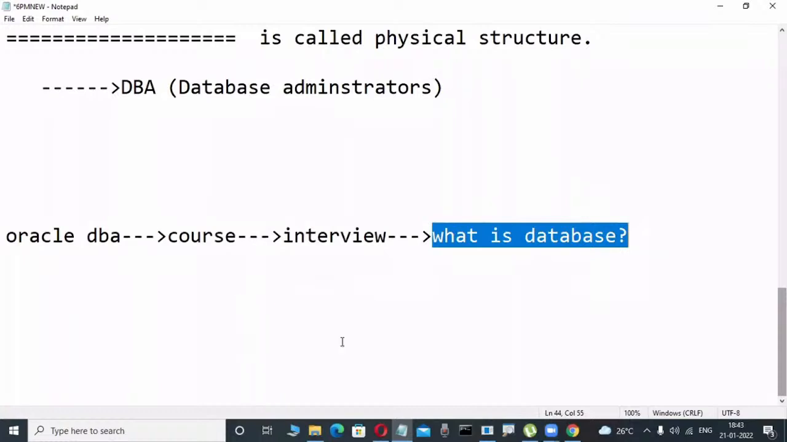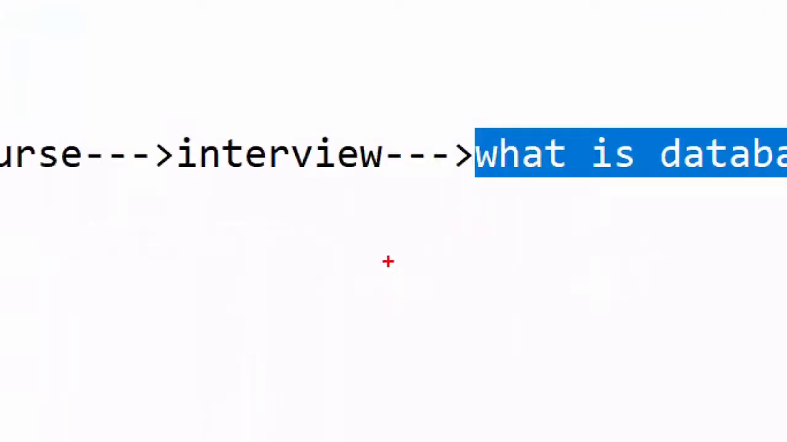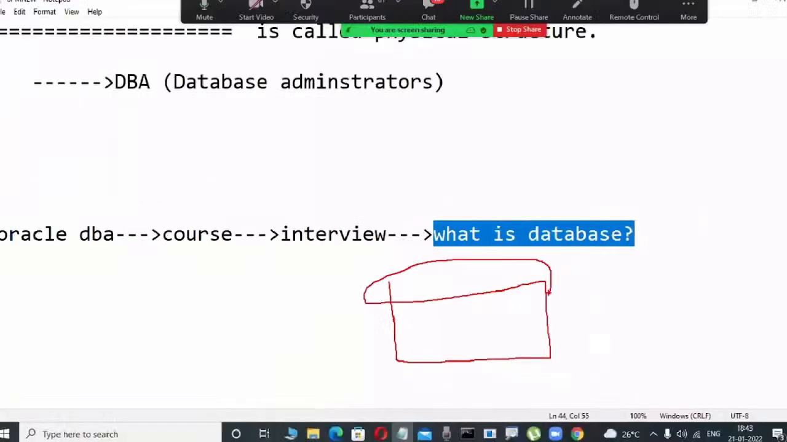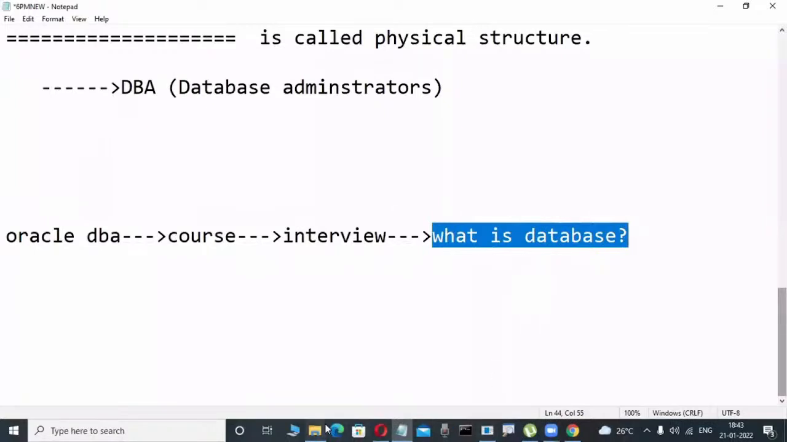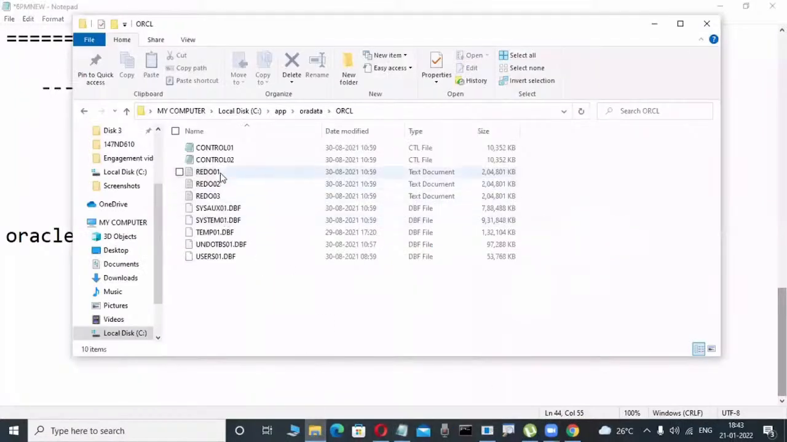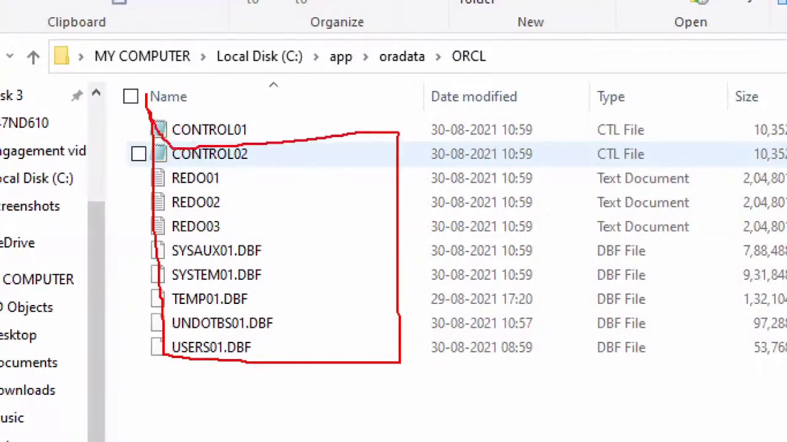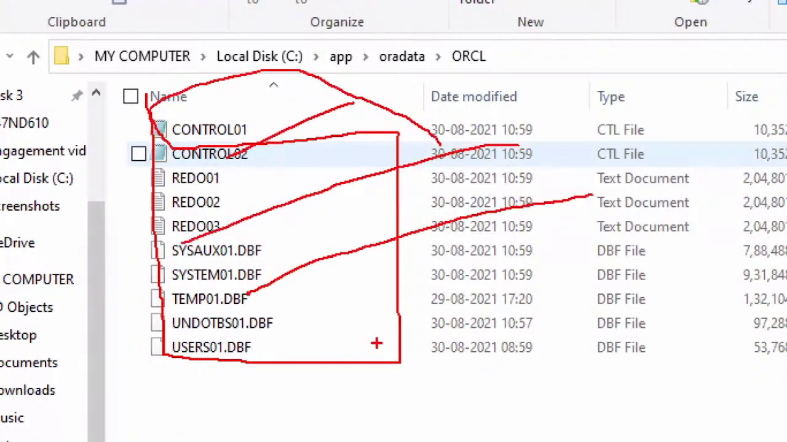The physical side. Whenever I'm installing Oracle software, automatically some physical files are created on the disk, and they are visible. Observe here, data files, control files, redo log files are there or not. So a database is a collection of data files, control files, and redo log files. That is the original. There is a physical phase in the C drive, D drive, where the data is really stored.